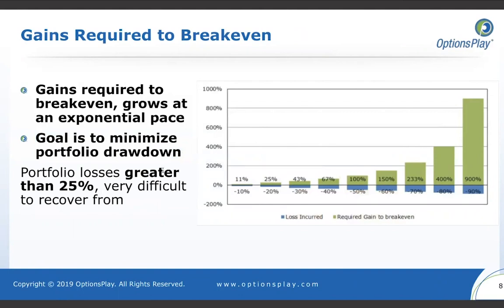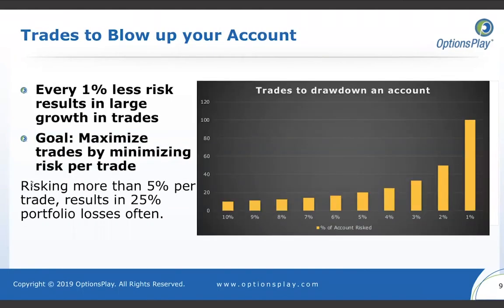That's much more manageable. So again, just to reiterate, the goal here is to try to maximize the number of trades it takes to draw down your account. And the way to do that is by risking a small amount of capital per trade. And the smaller you are, the more trades you can tolerate before you blow up your account. And that grows at an exponential rate for every 1% less that you're risking per trade.